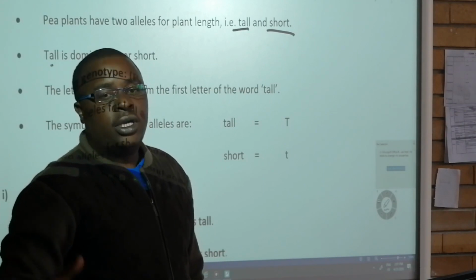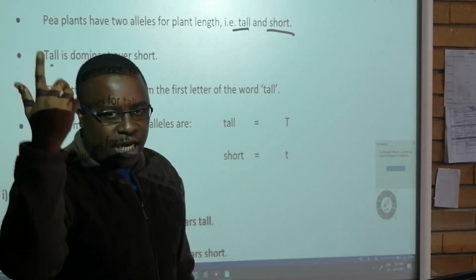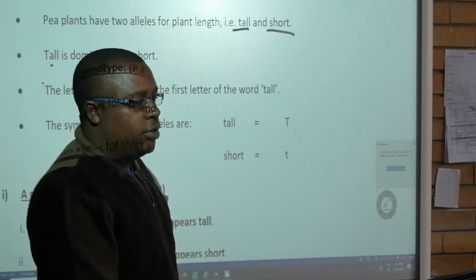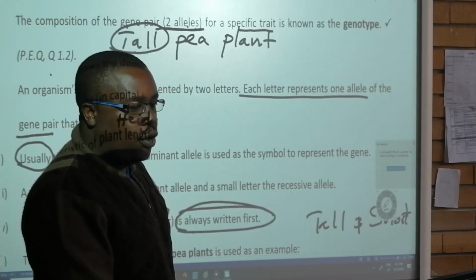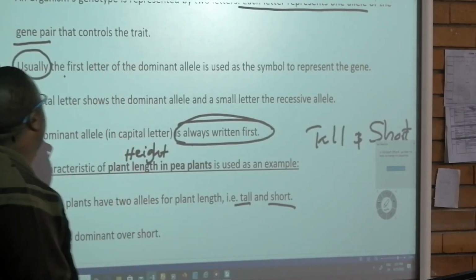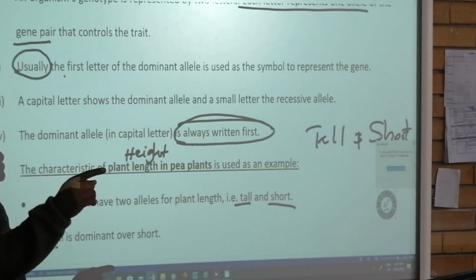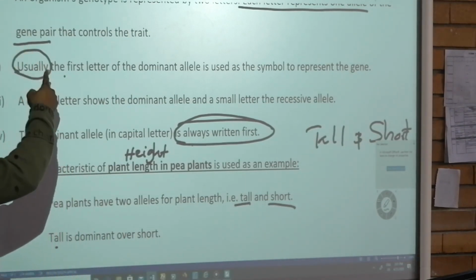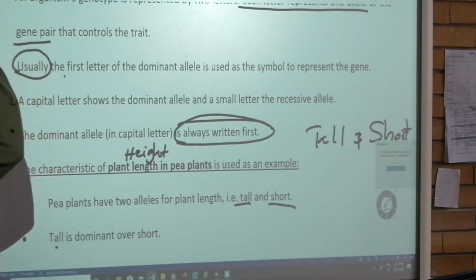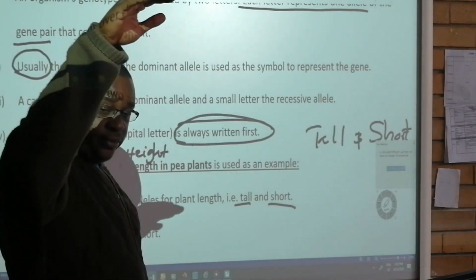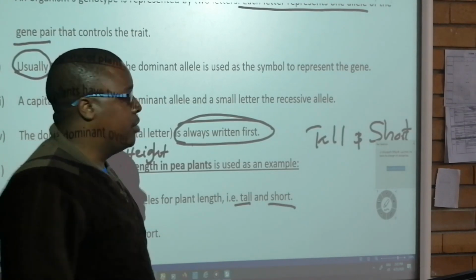This is not just me thinking it up in my head. Tall is actually dominant over short in pea plants. Now, if tall is dominant over short, let's go back to this. Remember what you said? Tall is dominant over short. So, usually, we say that our pea plant is tall. But let's put that aside for now.